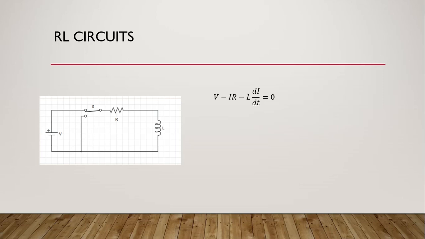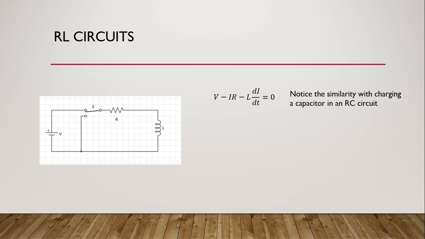If we use Kirchhoff's rules, we get V minus IR minus L di over dt. Remember that the voltage or potential drop across an inductor is equal to L times the change in current.